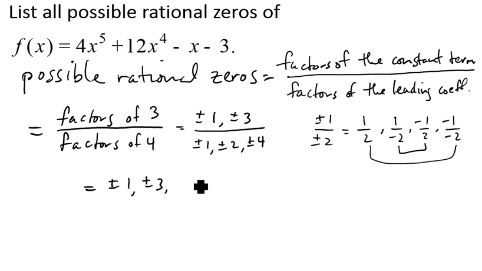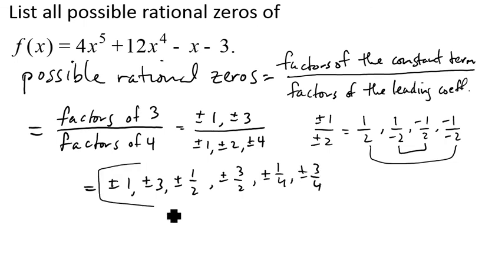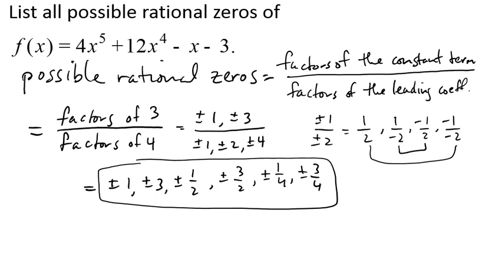1 over 2. So that's a half. So plus or minus 1/2. 3 over 2, so that's 3/2, so plus or minus 3/2. And then 1 over 4, so 1/4 plus or minus, and then 3/4. So this list is a list of all the possible rational zeros. And we end up with 12 numbers in that list when you count up the plus or minuses.